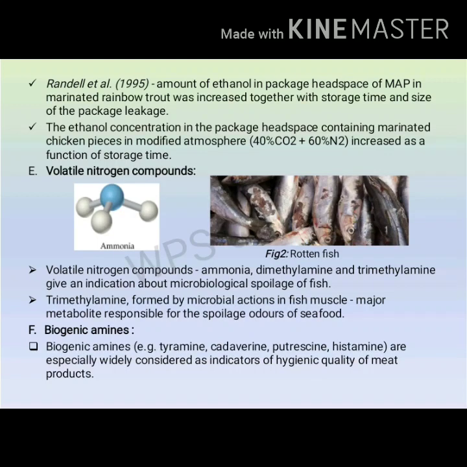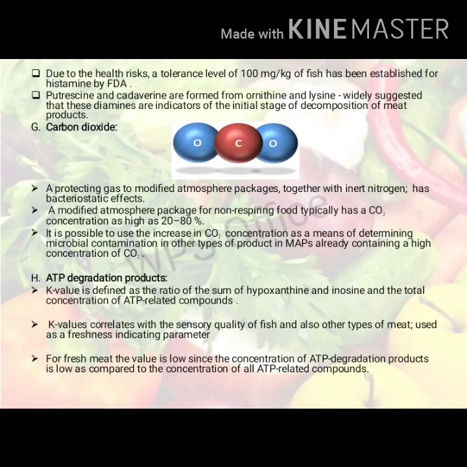Biogenic amines. Biogenic amines such as tryptamine, cadaverine, putrescine, and histamine are especially widely considered as indicators of hygienic quality of meat products. Due to the health risks, a tolerance level of 100 mg per kg of fish has been established for histamine by the FDA, Food and Drug Administration. Putrescine and cadaverine are formed from ornithine and lysine, and it is widely suggested that these diamines are indicators of the initial stage of decomposition of meat products.